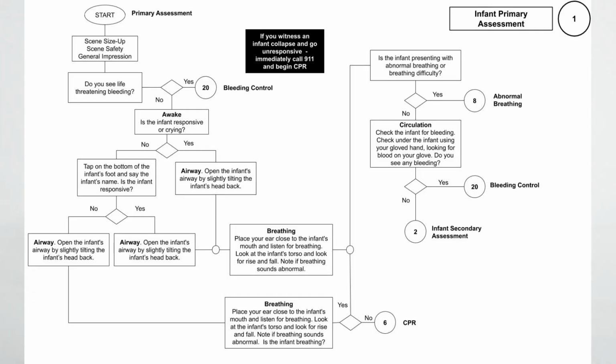The first thing that we're going to want to do is make sure the scene is safe. We want to make sure that there's nothing in that room or wherever the infant is that could hurt us. If the infant is tangled up in a bunch of electrical wiring and you believe the infant is being shocked, we want to turn off that source. So that's one way that we can make the scene safe, by turning off the electricity.